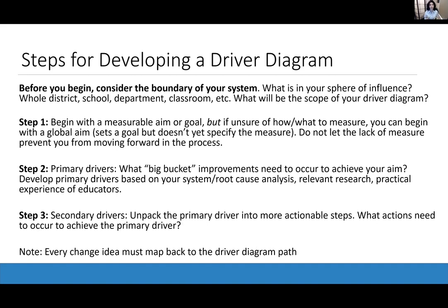In step two, develop the primary drivers. What are those big bucket or high leverage drivers of change that need to occur to achieve your aim? Then for step three, unpack the primary driver into more actionable secondary drivers. And remember that your change ideas or specific strategies or practices must align or map back into your driver diagram. And lastly, please know that your first driver diagram or even your second driver diagram or maybe your third one won't be perfect. Like everything else in improvement science, it takes practice, and we learn best by just getting in there and doing it.